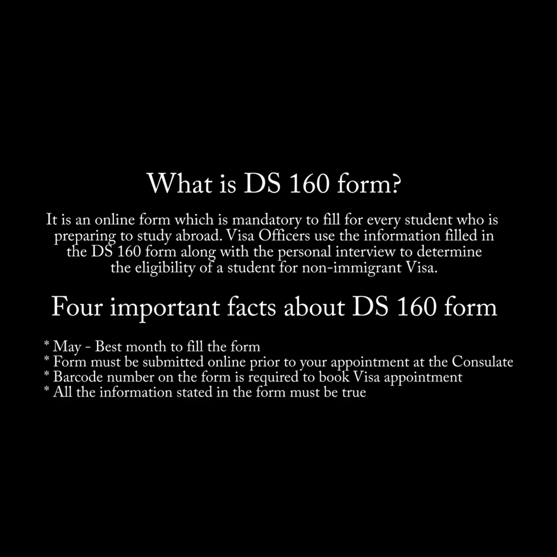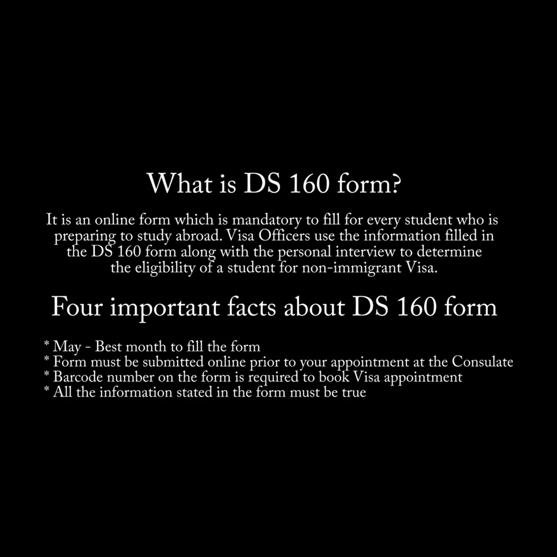Before getting into the steps, let us discuss some facts that you must know about this form. Some facts for you. 1. For all students, make sure to fill the DS-160 form approximately in the month of May so that your visa appointment date is not delayed. 2. The form must be submitted online prior to your appointment at the consulate. 3. The barcode number on this form is required to book an appointment. 4. When you fill the form, you are certifying that all the stated facts are true. If they are false, you will be ineligible to enter the US.